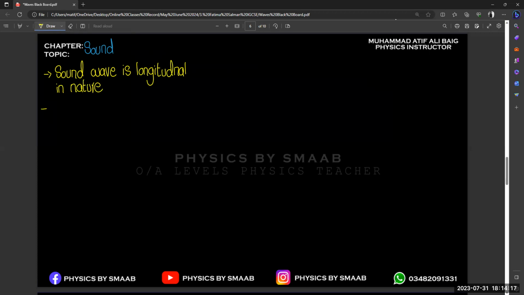And the second important thing is that sound requires a medium to travel, right? Because if we consider space or vacuum, we know that sound cannot travel in space or vacuum, right?